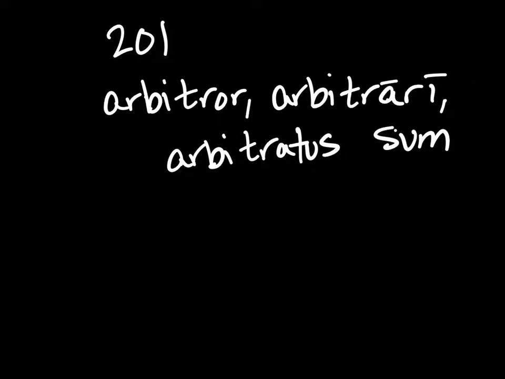Okay, 201 introduces a really fun verb, arbitror, arbitrari, arbitratus sum. Notice we've got the OR and then the I here. That tells us it's deponent. It looks passive and is translated active. And this is a very common Caesar word. You should definitely mark it.